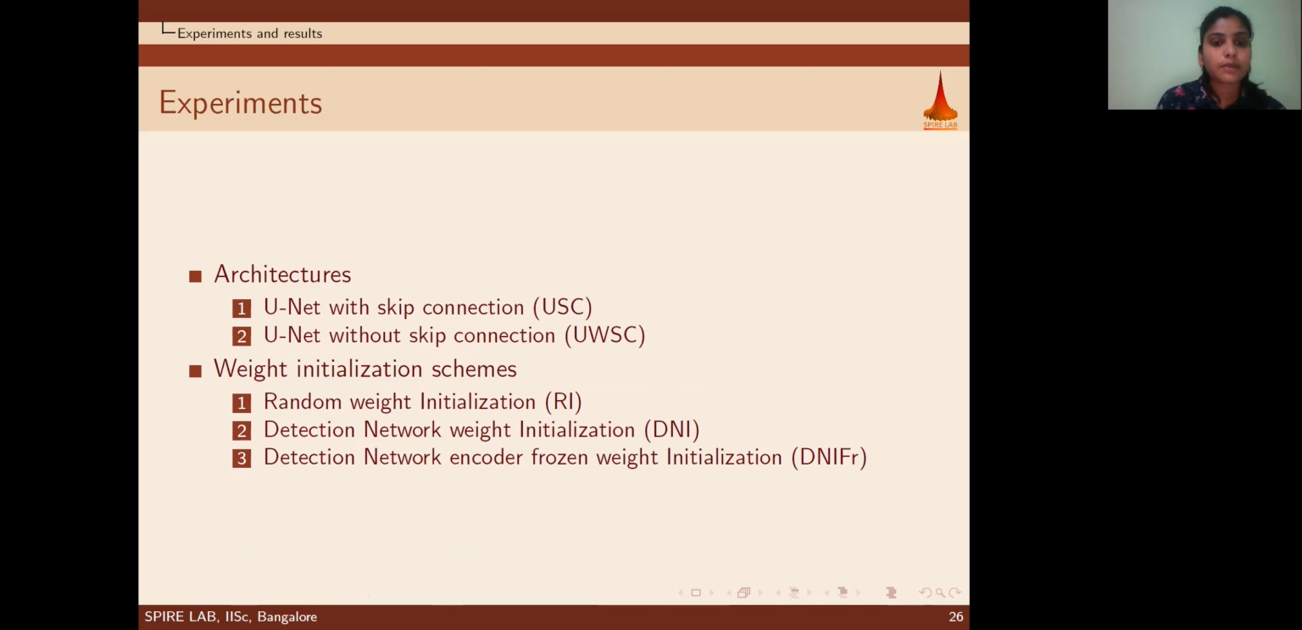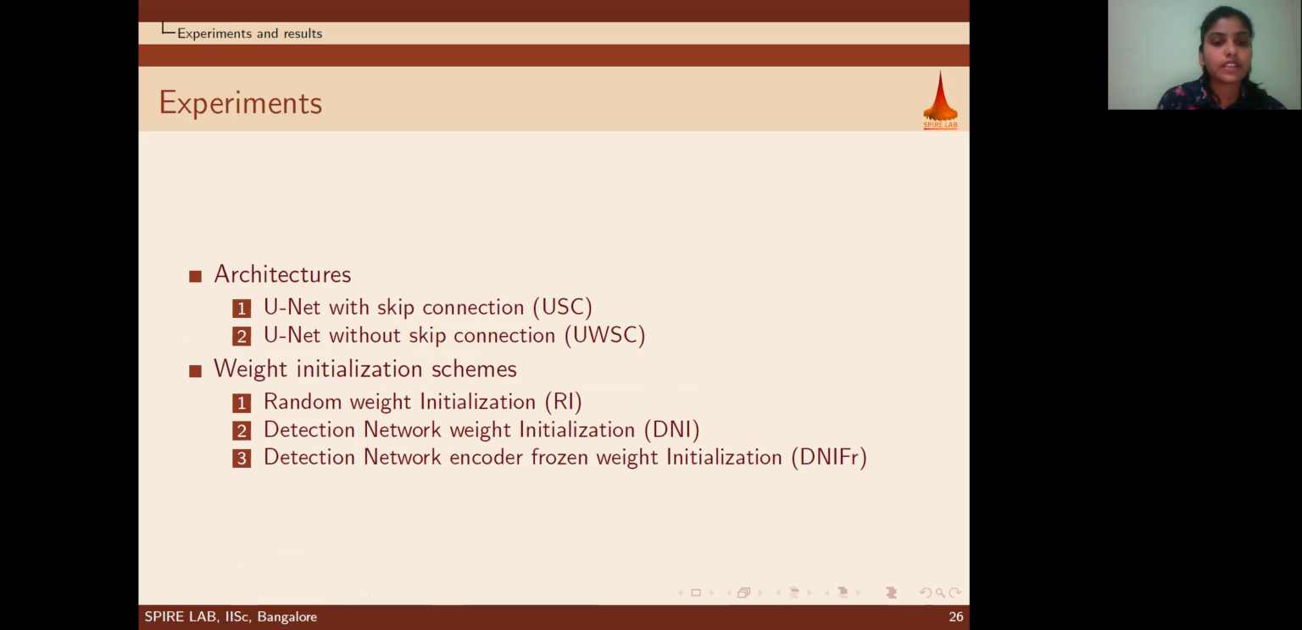A total of 6 experiments are done with 3 weight initialization schemes using 2 architectures, which are UNet without skip connection or UWSC and UNet with skip connection or USC. The details about these networks are explained earlier. The different weight initialization schemes are as follows.